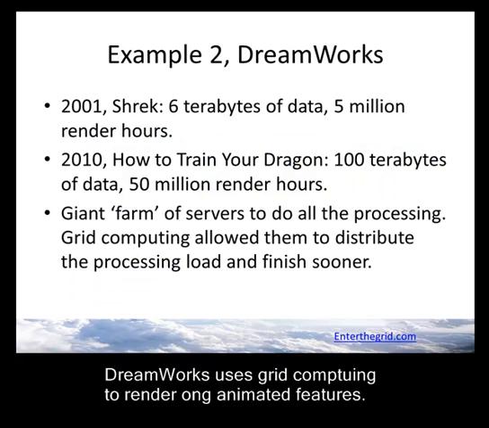Here's another example of how grid computing was deployed. DreamWorks, the company started by Steven Spielberg, creates high-end feature films like Shrek and How to Train Your Dragon. In the 2001 movie Shrek, the movie used 6 terabytes of data and 5 million rendering hours. What's a terabyte? Again, this sounds so big it's hard to comprehend.